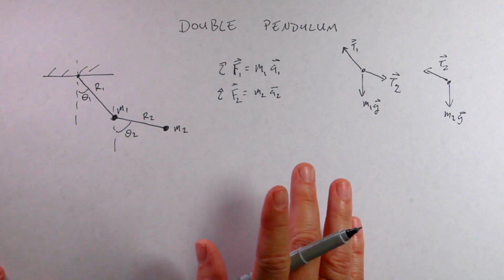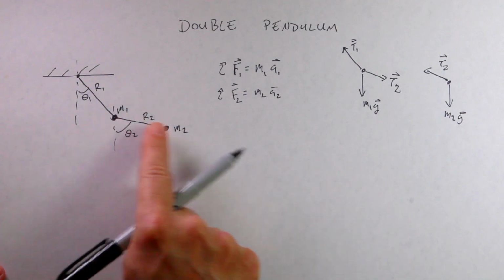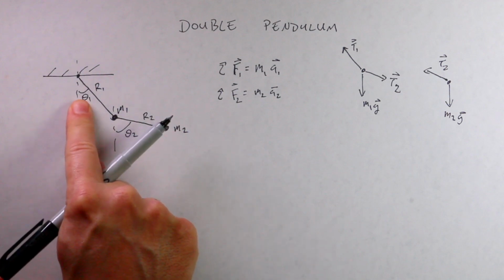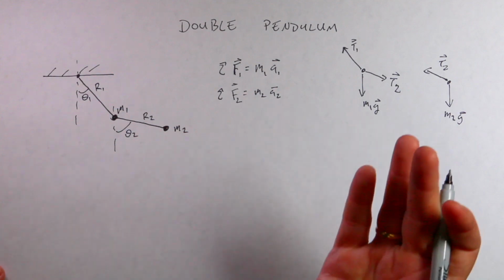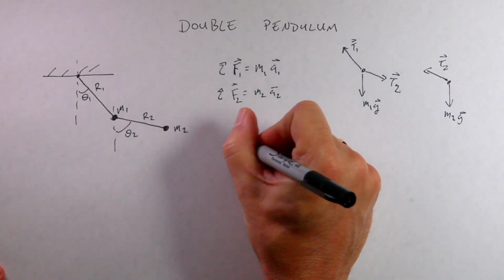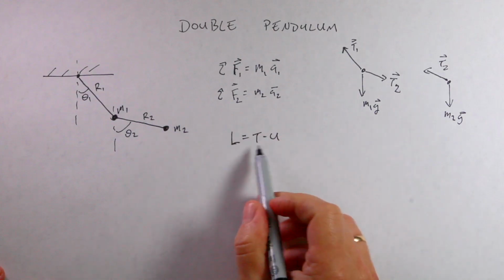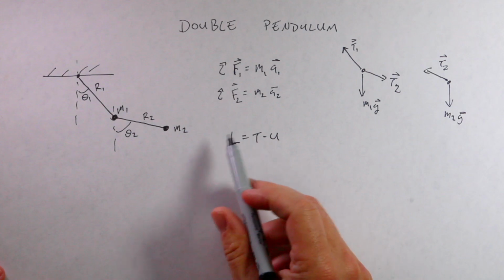But it has a couple of advantages. One, I can use whatever coordinates I want. So I don't have to use x and y for these two points. I can use theta1 and theta2 for this. With that, if I have any generalized coordinates, I can write the Lagrangian as L equals T minus U, where T is the kinetic energy and U is the potential energy. And that can be in any coordinate system I want.